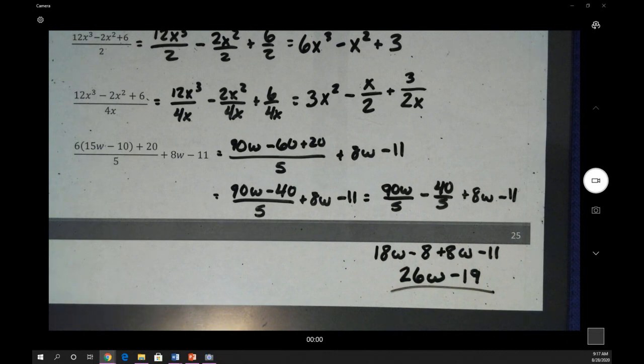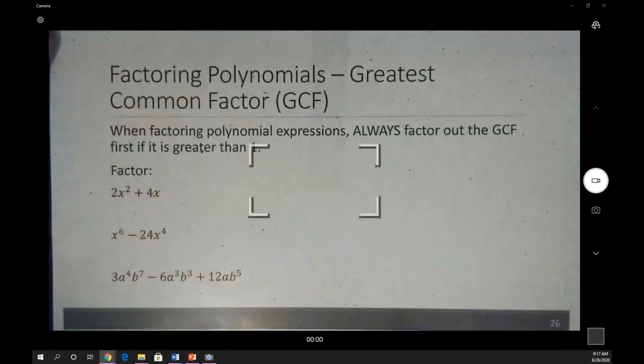So we've now looked at adding, subtracting, multiplying, and dividing polynomials. We're going to work now on doing the backwards steps of multiplying these polynomials. What's nice about this is it's going to help us solve equations in the future. What these steps are called is factoring.